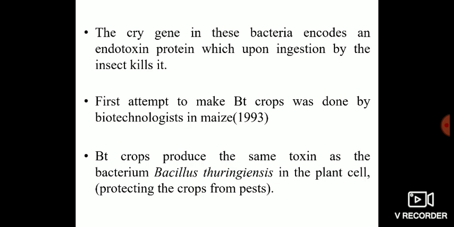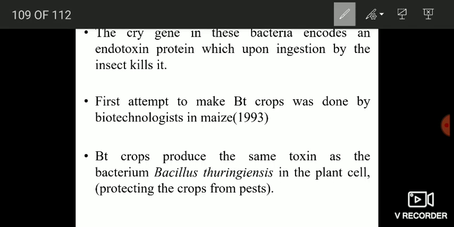On account of these drawbacks, the first attempt to make BT crops was done by biotechnologists in maize, and to their surprise, they successfully produced BT maize. They introduced this BT gene from Bacillus thuringiensis into the maize and raised maize plants in which all the cells contain this BT gene. And then it was found that the BT gene produced the same toxin in the cells of maize as it produces in Bacillus thuringiensis.